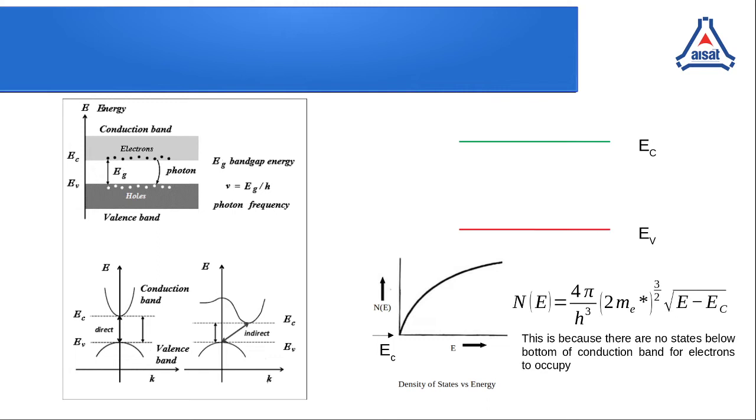The starting point of this graph is EC, which is the bottom of the conduction band, because we know that below that it is the energy band gap. So in our previous equation of density of states, we incorporate this concept. There is a change in the given equation now, which is inside the square root. Earlier it was just E. Now we have changed it to square root of E minus EC, because the conduction band starts from EC until infinity.